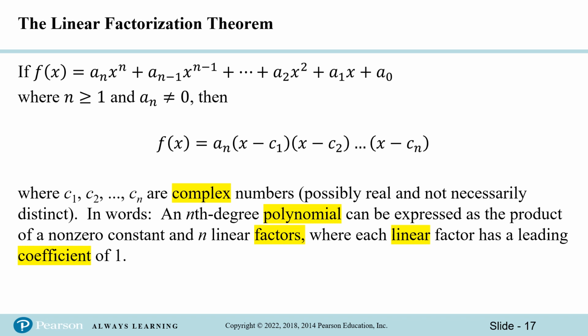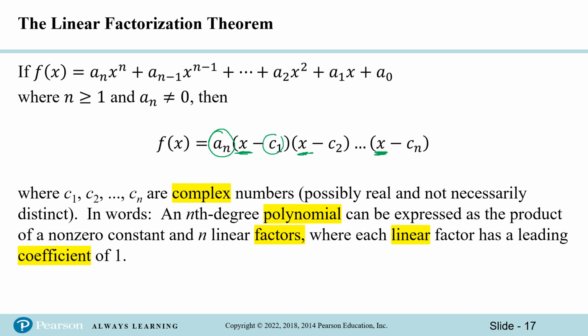Linear factorization theorem. You can take any polynomial and write it as linear factors where each of the linear factors has a coefficient of 1, but there could be a coefficient out front that's not counted in this. We're not talking about that. So we're talking about here, here, and here. Those will always have a leading coefficient of 1.